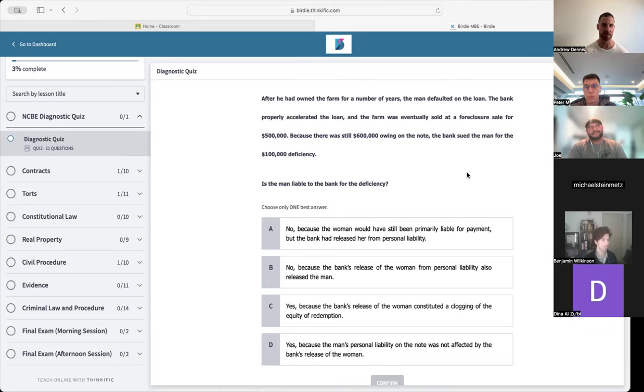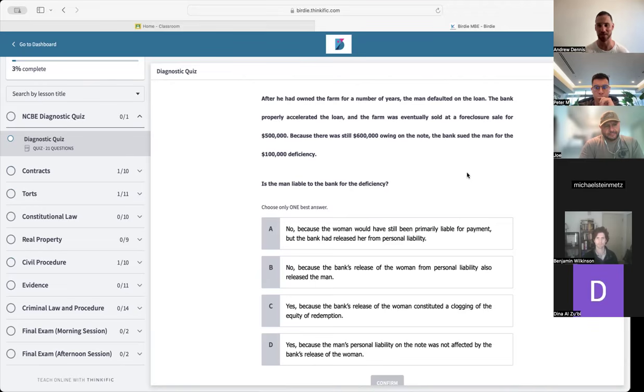I mean, that's just not what's going on here. I'm not going to say I don't know what that means, but that's just not what's going on here. Something that would clog the equity of redemption would be a clause that says there's no such thing as the equitable right of redemption, right? There's an equitable right of redemption and a statutory right of redemption. Statutory right of redemption, you don't automatically get. You do get an equitable right of redemption, and agreeing ahead of time with the party to waive an equitable right of redemption would constitute a clogging of the equity of redemption.